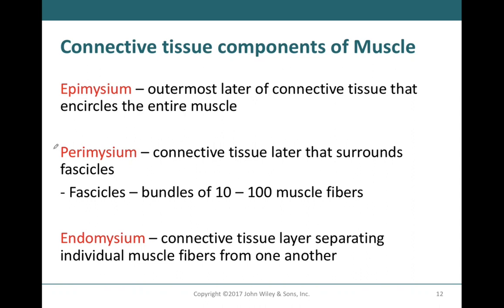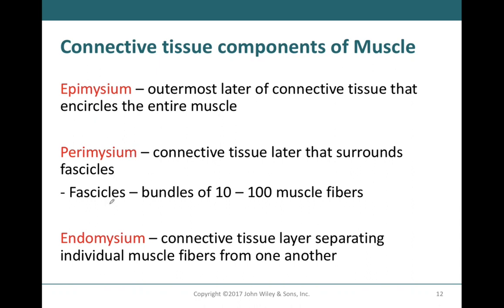The perimysium is our next deepest layer of connective tissue. This is the connective tissue that wraps around fascicles. Now fascicles, again, are just bundles of muscle fibers. Between 10 and 100 muscle fibers can make up a fascicle. So the perimysium is going to wrap around these individual muscle cells and sort of partition them into different groups.